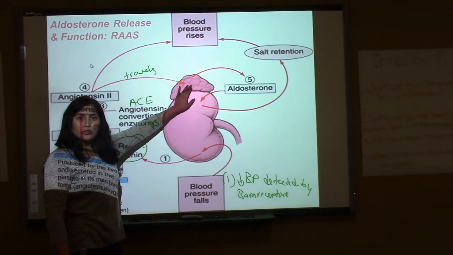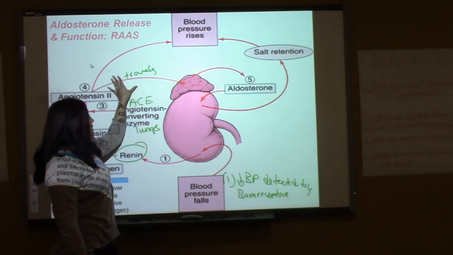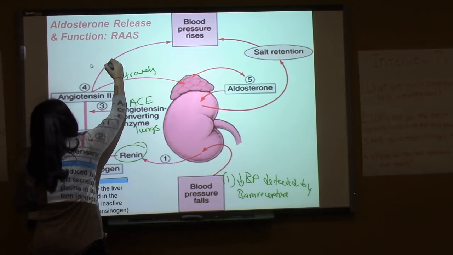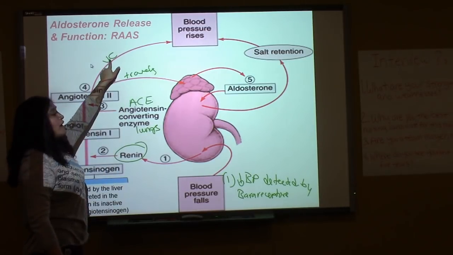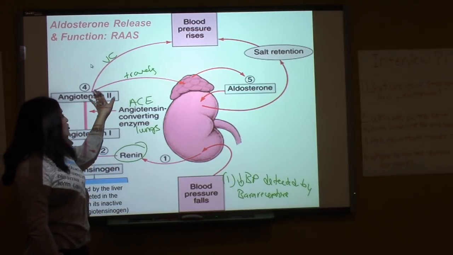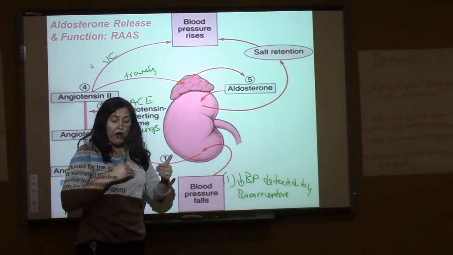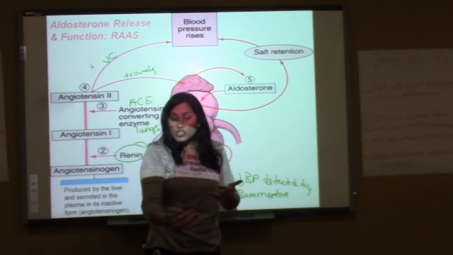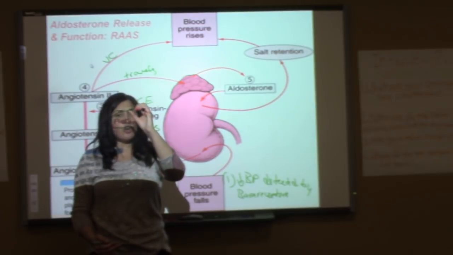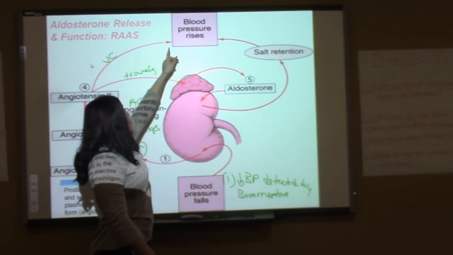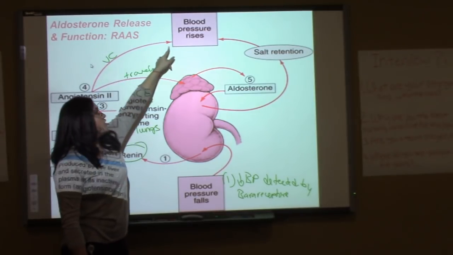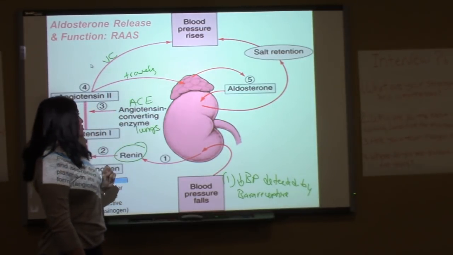the adrenal cortex. But while it's traveling to the adrenal cortex, it's causing vasoconstriction of the blood vessels. So as soon as angiotensin 2 is produced, it travels to the adrenal cortex, but while it's traveling in the bloodstream, it's causing the blood vessels to vasoconstrict. And when you cause your blood vessels to vasoconstrict, your blood pressure rises. So vasoconstriction causes blood pressure to increase.